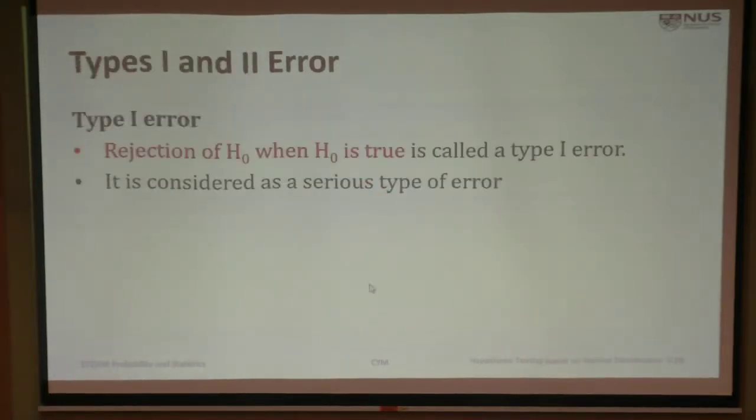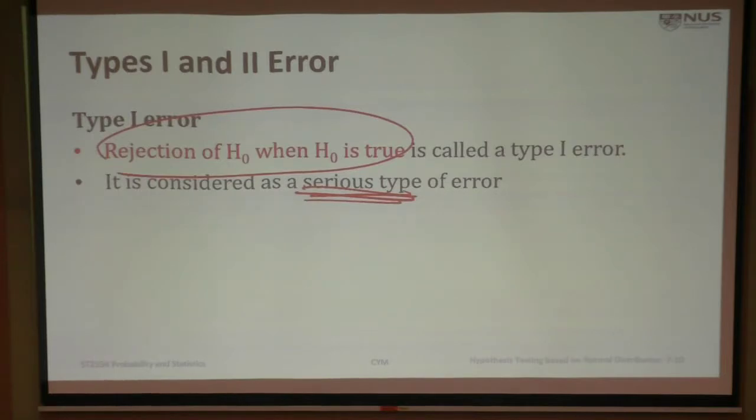All right? So type 1 error is rejecting H0 when H0 is true, and it is considered a serious type of error. Why do I say it's serious? You can draw a parallel with court of law cases. Usually when the accused stands in front of the court, the prosecutors will try to look for all kinds of evidence and arguments to prove that the accused is guilty. But you don't want to make the mistake of proving that the accused is guilty when he is innocent. So you don't want to commit that type of error.